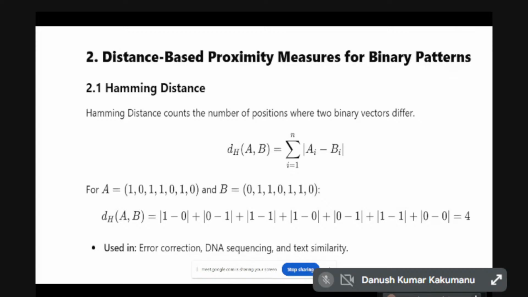Because each single line will be calculated. Okay, so for such cases, this type of distance calculation will be used. What is the distance calculation?